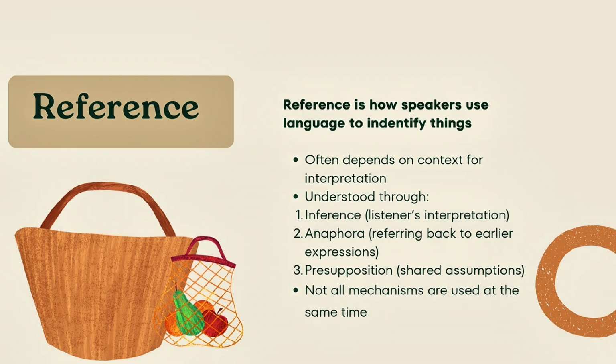Another important concept is reference. Reference is how speakers use language to identify things. It often depends on context and is understood through inference, anaphora, and presupposition. We can see that inference is the listener's interpretation, anaphora is referring back to earlier expressions, and presupposition is shared assumptions. Not all of these mechanisms are used at the same time because there is no fixed order in using these three. These mechanisms are used flexibly depending on what's needed to interpret the reference in a given context. It might be a bit confusing, but I will explain it in the next slide.